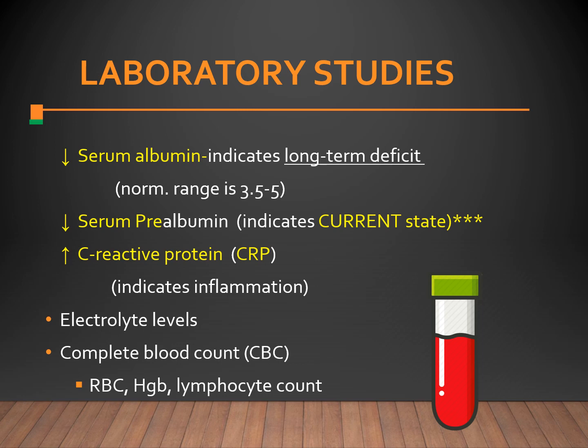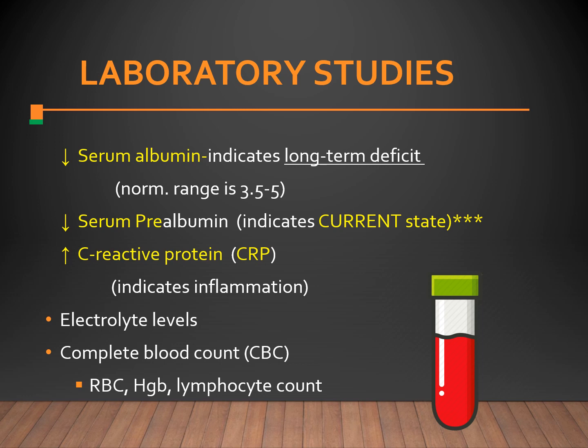Laboratory studies. The serum albumin is really not a great indicator of acute changes in nutritional status. This is more of a long-term deficit. Usually the value lags behind actual protein changes by greater than 2 weeks. So really this is not going to tell us short-term, it's going to tell us long-term deficits. Then there is prealbumin. The prealbumin indicates the current state. There is the CRP, the C-reactive protein, which indicates inflammation, tells if there's any kind of infection or any issues.